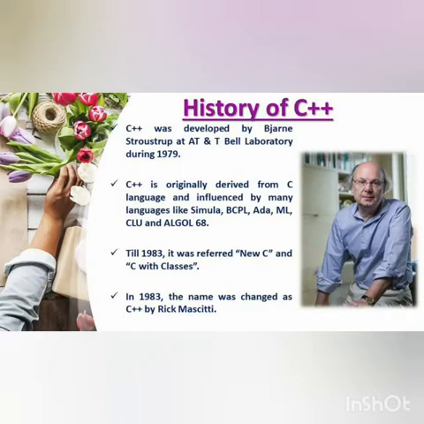C++ was invented in 1979. It was the extension of C. So, during that time, it was referred to as New C or C with classes. Then, after 1983, the name was changed to C++ by Rick Mascitti.